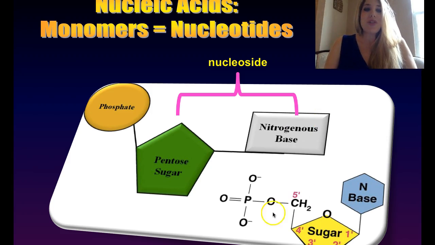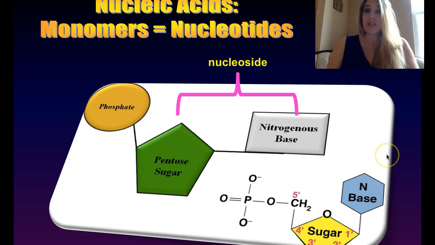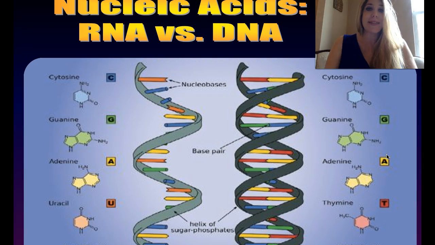So if you take the pentose sugar, the 5-carbon sugar, which you can see it spelled out right here, and the nitrogenous base, those two things together make up the nucleoside component of the nucleotide. So the whole thing is called a nucleotide. This part's called the nucleoside. And here it spells it out for you. There's your phosphate group attached to your 5-carbon sugar attached to your nitrogenous base. Okay, so that is the basic monomer of these polynucleotides, these nucleic acids.